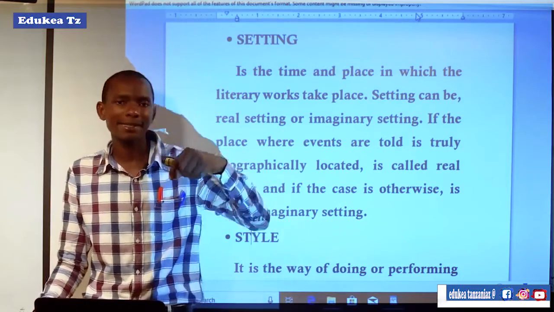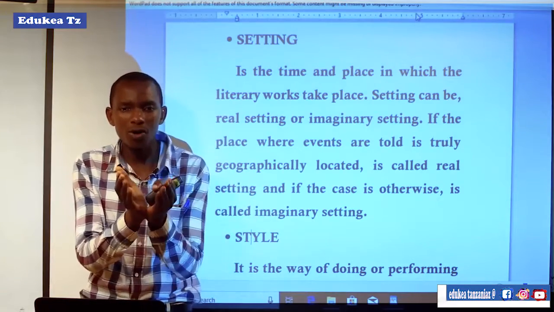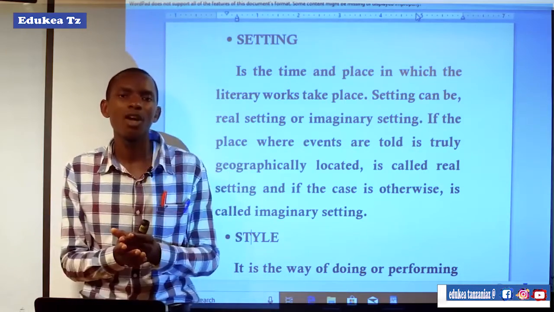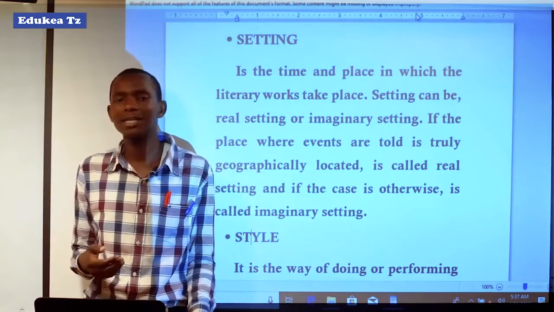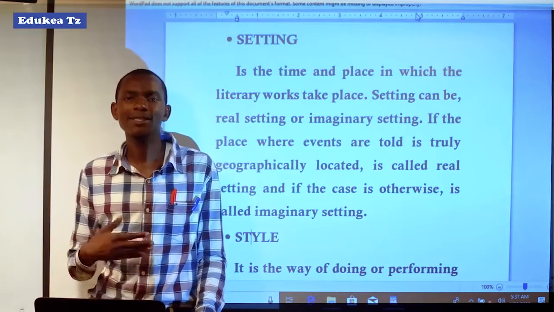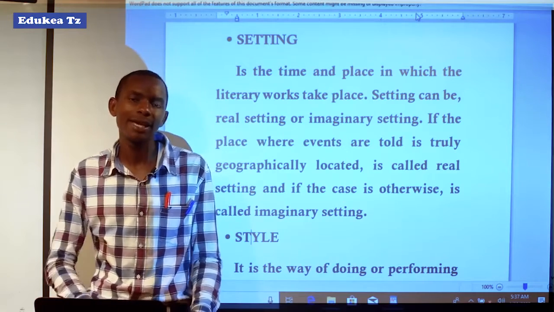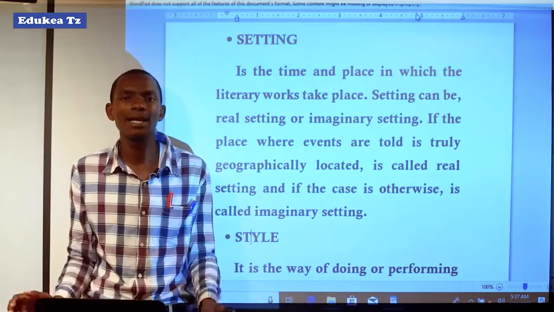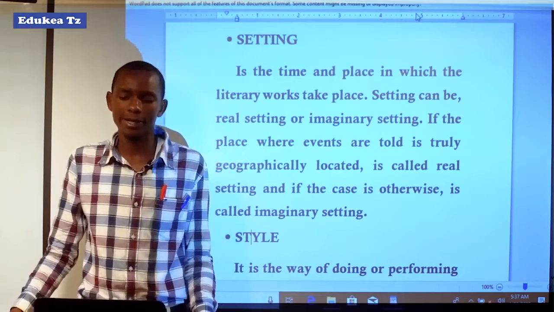A minor setting refers to a small area, several parts or contexts where different actions take place. So it can be like a room, a class, the school, the market, the farm, and among others. Those are minor settings which have been used in the literary work.